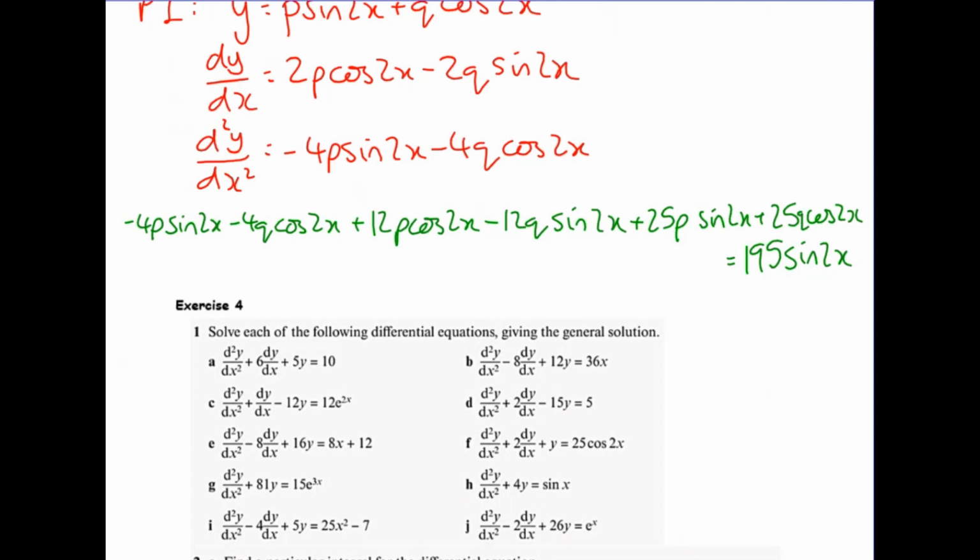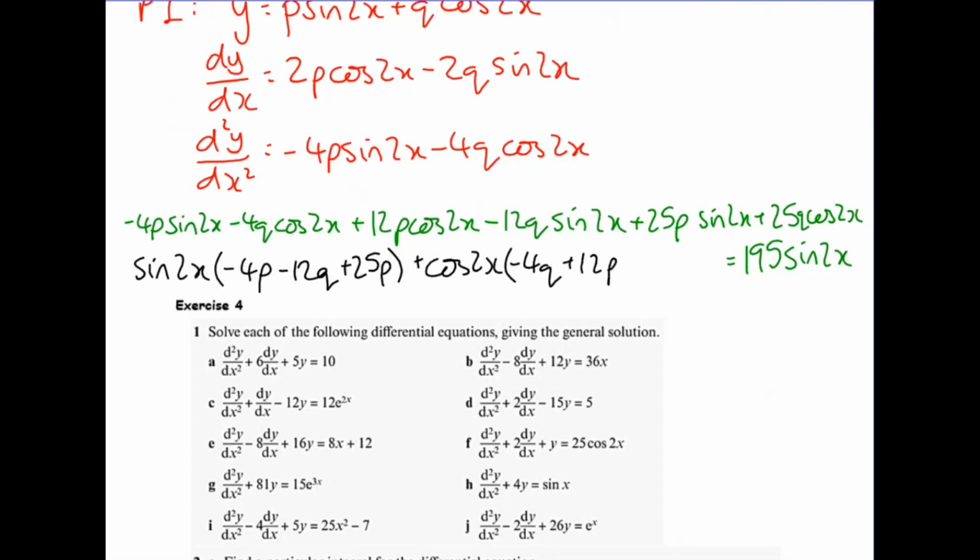Right, let's collect these up. My sine 2x, I've got minus 4p, minus 12q, plus 25p. And my cos 2x's, I've got minus 4q plus 12p plus 25q. And this is still equal to 195 sine 2x.